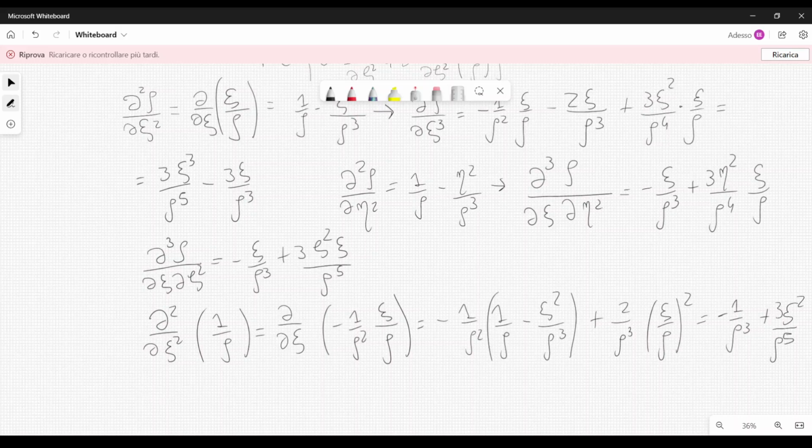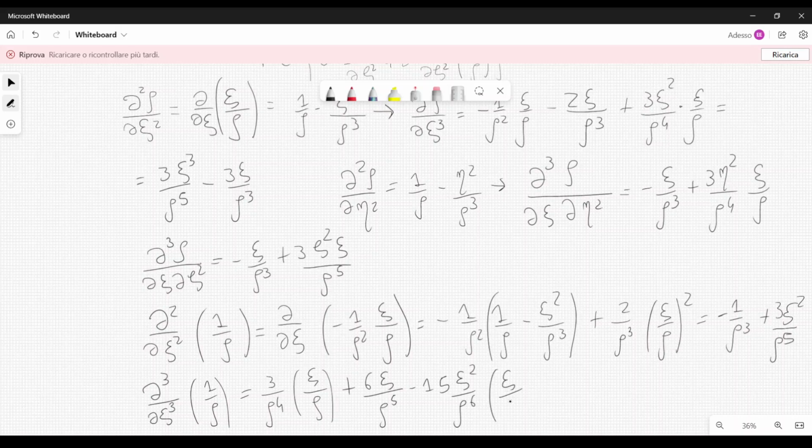And then we also have the third derivative with respect to xi cubed of 1 over rho, which is 3 over rho to the fourth power xi over rho plus 6 xi over rho to the fifth power minus 15 xi squared over rho to the sixth power times xi over rho, which is equal to 9 xi over rho to the fifth power minus 15 xi cubed over rho to the seventh power, like this.